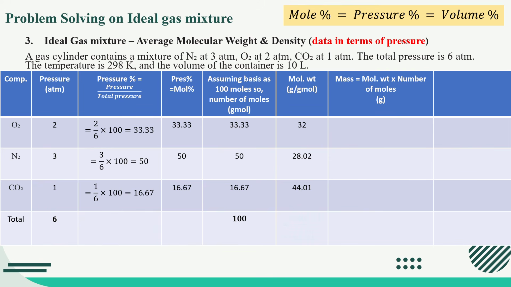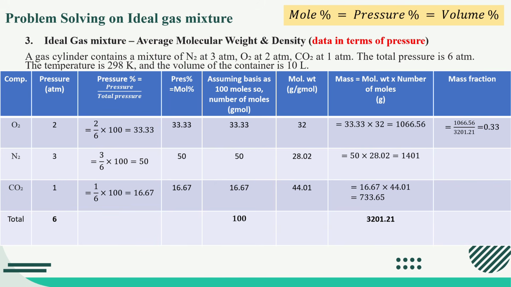When I know the number of moles and molecular weight, I can calculate the mass by multiplying the molecular weight and the number of moles. In this case, I'm multiplying 33.33 and 32, and I'm getting 1066.56. Similarly, I'll do it for the other two components. I sum all the masses and put it as total mass in the bottommost row.